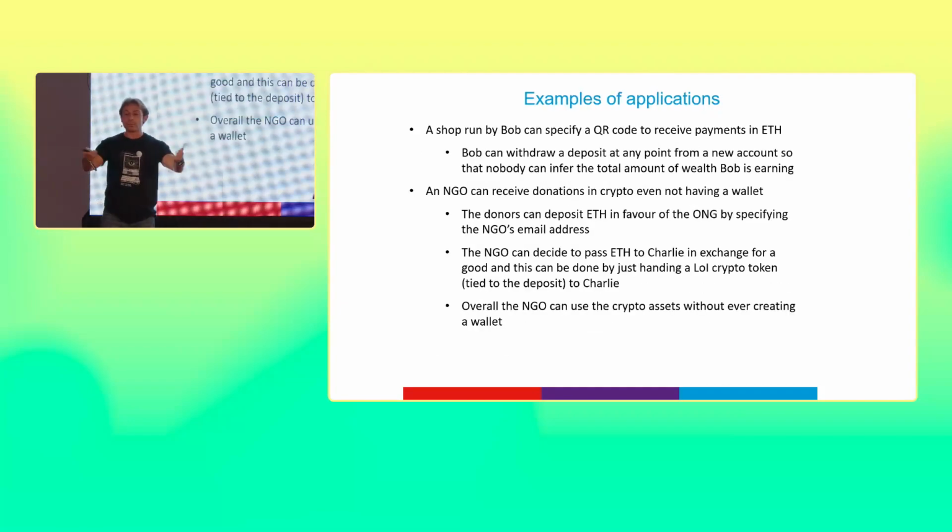Examples of application. Bob can have a physical shop, can sell a sandwich, and can specify a QR code to receive payments in it. In Ether, Bob can withdraw a deposit at any point in time, creating a new Ethereum address, but it will not be visible how many coins Bob is earning. For example, if Alice deposits 1 coin, Charlie deposits 2 coins, and then Bob withdraws the first deposit of Alice, it will not be visible that the deposit of Charlie was still in favor of Bob.